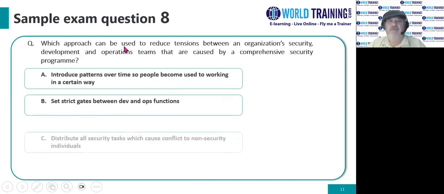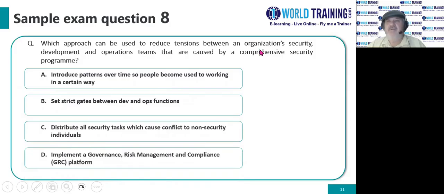Okay. Which approach can be used to reduce tensions between an organization's security, development and operations teams that are used by a comprehensive security program? Reducing tensions. Okay. Introduce patterns over time so people can get used to working in a certain way. That's a good answer. You don't want to introduce too many changes at once or it could actually increase tensions. So I like A. B, set strict gates between dev and ops. You do want clear responsibilities, but just setting clear gates isn't going to help with reducing friction.